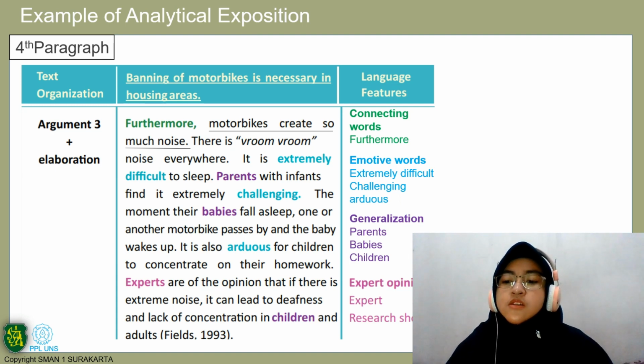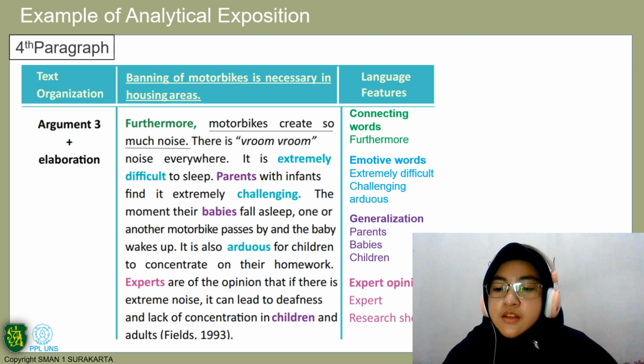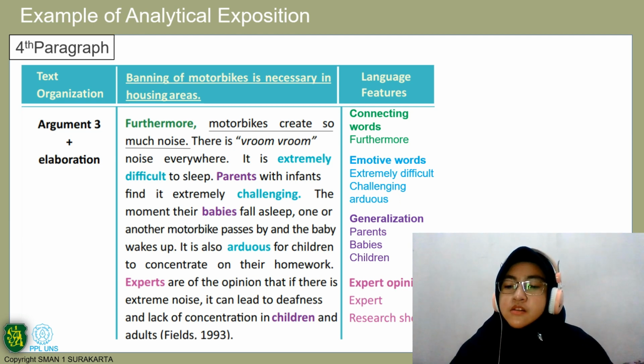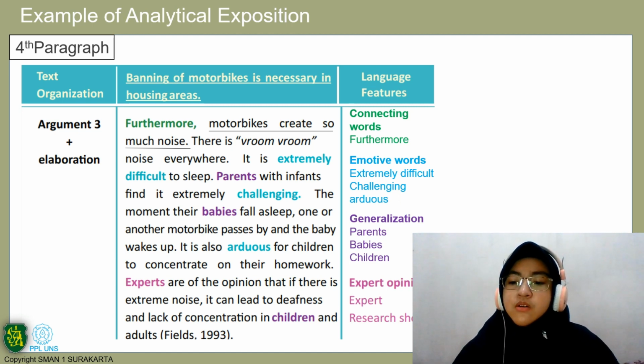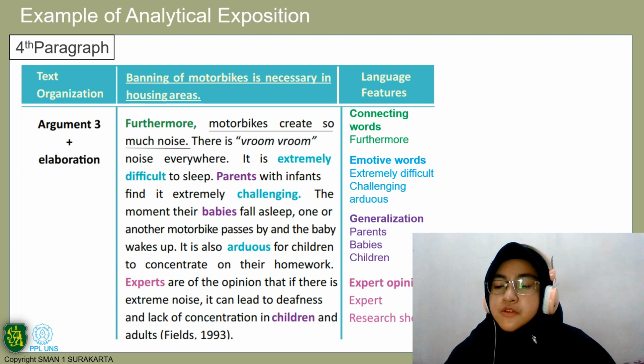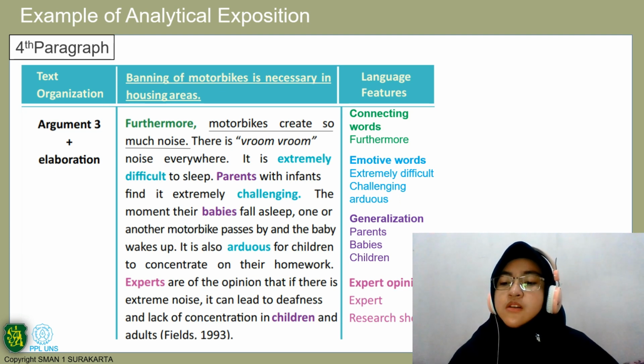So although not all parents find that the noise of the motorbikes is challenging, the writer here chooses to use parents instead of maybe some parents. He chooses to write parents here to generalize and to persuade the reader that this is an important matter to discuss.